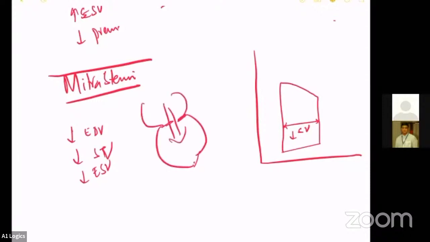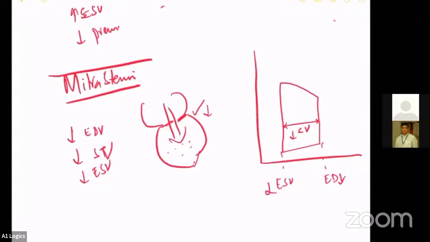The problem here is the blood coming into the left ventricle itself is decreased. So the end diastolic volume is as such decreased. So there is no end diastolic volume. When there is no end diastolic volume, obviously your end systolic volume will also be decreased, and diastolic volume is decreased. Okay. And the pressures in the aorta also will be reduced. So this is what is in mitral stenosis.